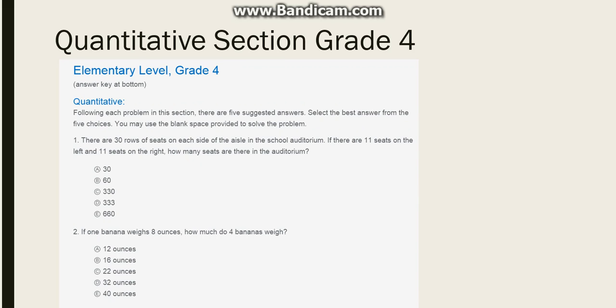Grade 4 section. Again, very wordy questions, 30 rows. ESL students would have to know what a row is. 11 seats. Okay, so how many seats? So how many seats are there? Okay, a little less wordy, but students would still need to understand the operations for this type of question. For number 2.